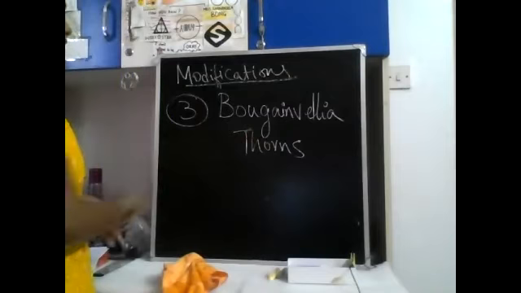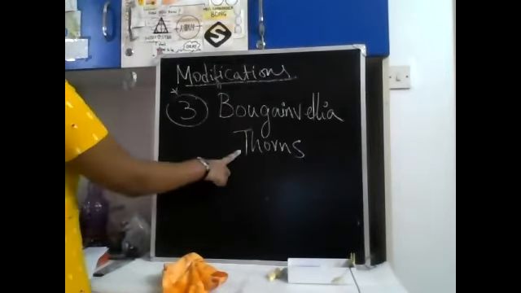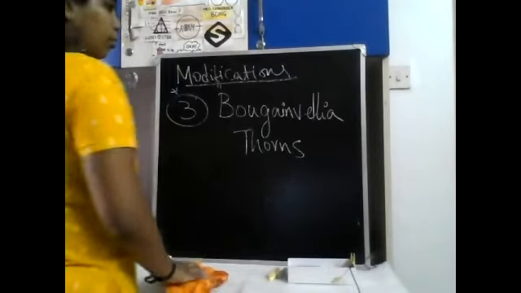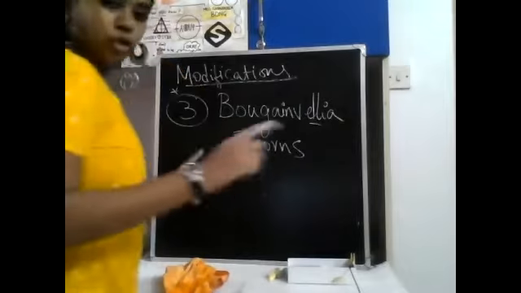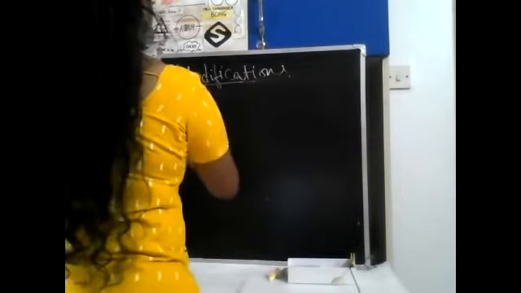So this is one of the competitive questions. They might ask you thorns as a modification of stem. Then you have to write bougainvillea. Note that it has two L's. Don't be like me. Okay, so that is all the modifications.